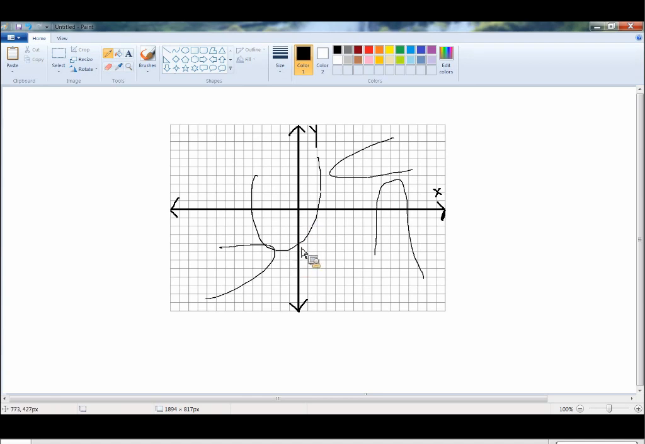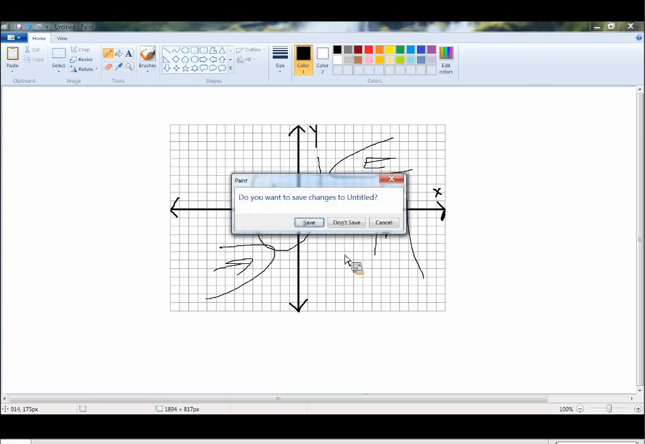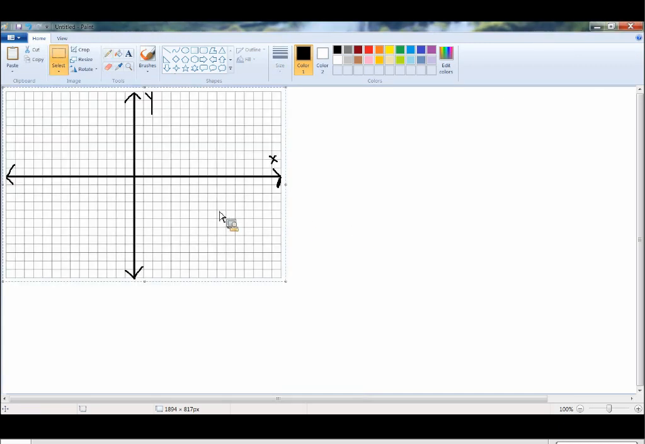Basically, if the x is squared, it's going to look like this. If it's a negative x squared, it's going to look like this. If the y is squared, it's going to look like this. If it's negative y squared, it looks like this, fine. But again, that's something that's covered more in the algebra course. I'm not going to focus on it too much now.